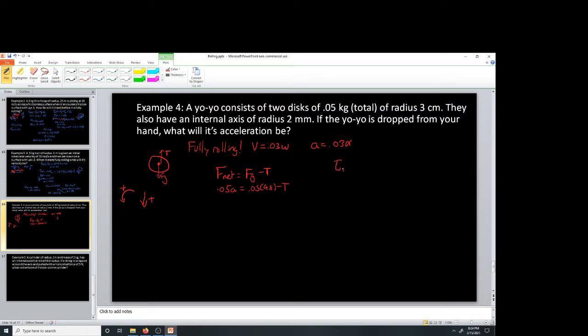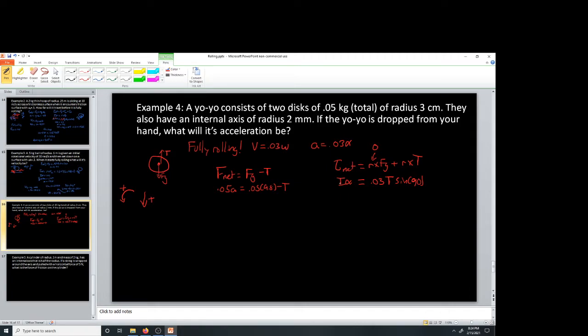However, torque net is going to be equal to R cross Fg plus R cross tension. The R for Fg is 0. So I've got I alpha equals R, which is 0.03, times the tension. And again, it's 90 degrees, times sine of 90. I have to check whether this tension is going to make it spin clockwise or counterclockwise. It's going to make it spin positive, so we'll keep it that way.